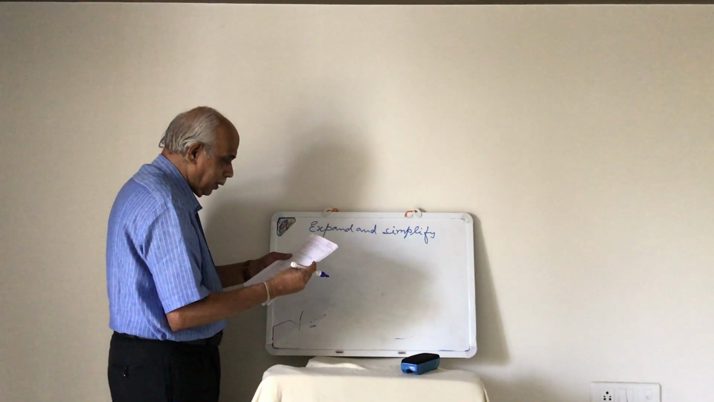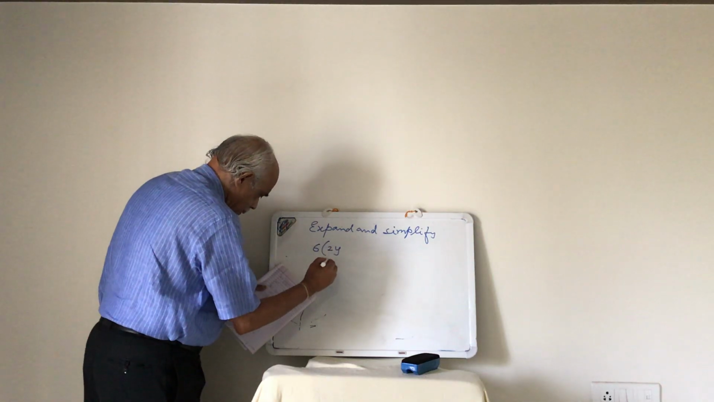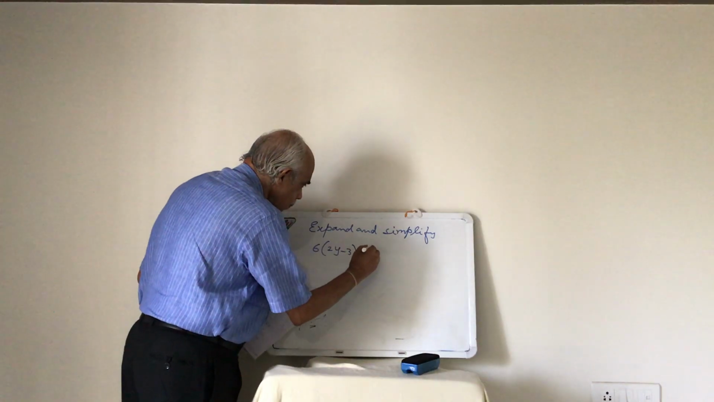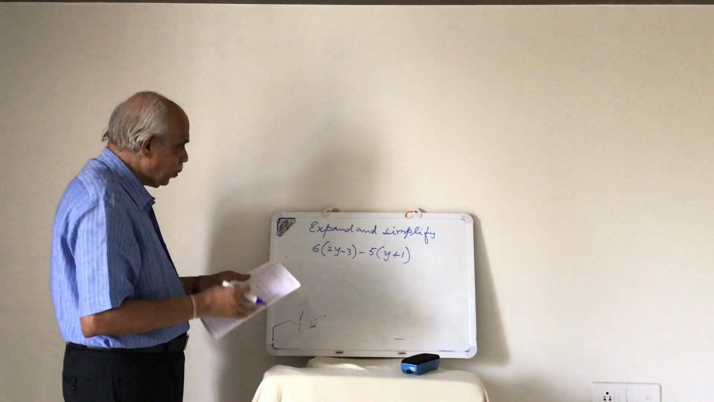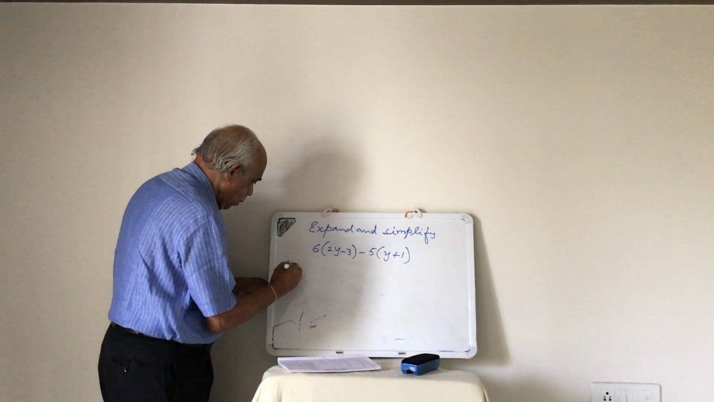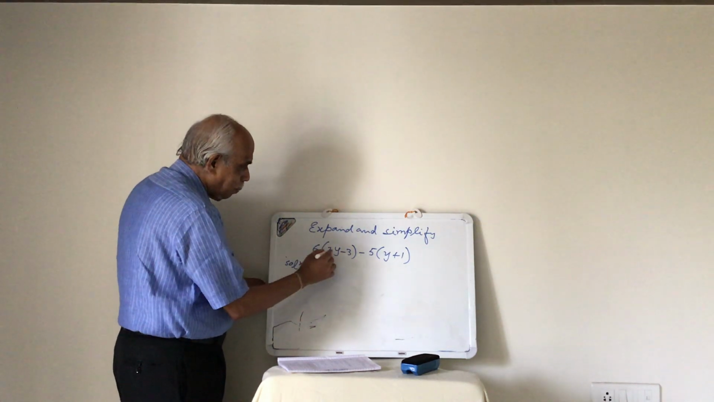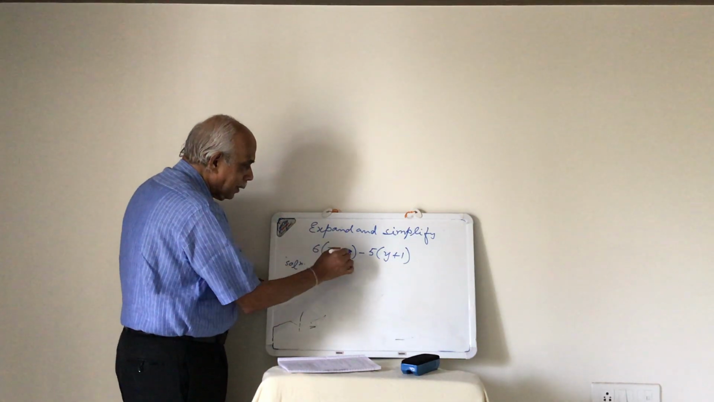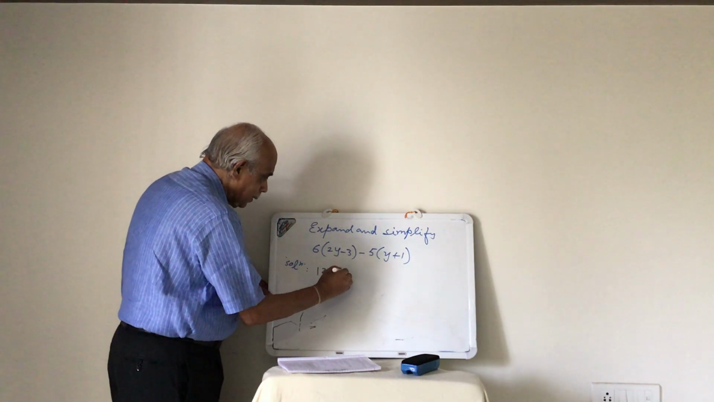Okay, so what is the thing they have given? 6 in bracket 2y minus 3 minus 5 in bracket y plus 1. Okay, fine. So now we have to just expand and simplify. So what is the solution? First, whenever you multiply, the bracket being open, you multiply this number by the first term and then this number by the second term. So your answer will become here 12y minus 18.